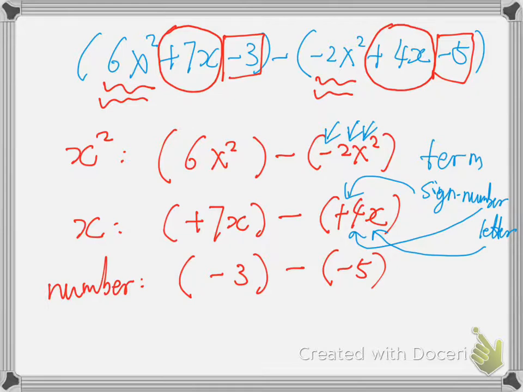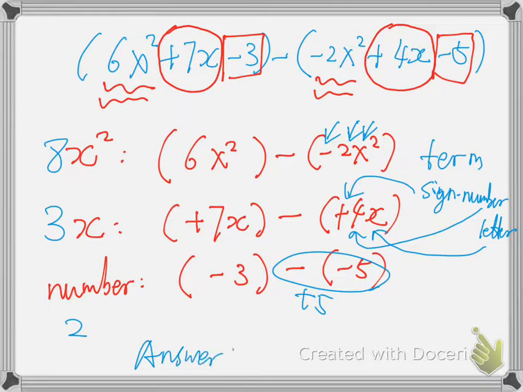So what's the answer? For the x squared part, 6 minus -2. So we got 8x squared. For the x part, 7 minus 4. So we got 3x. The number part, -3 minus -5. So this turned to plus 5. -3 plus 5. So we got positive 2. So the answer is 8x squared plus 3x plus 2.